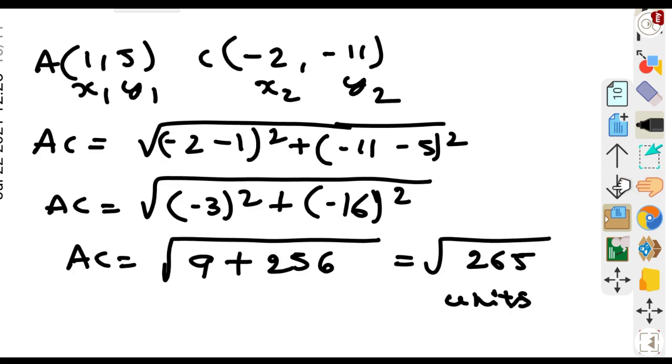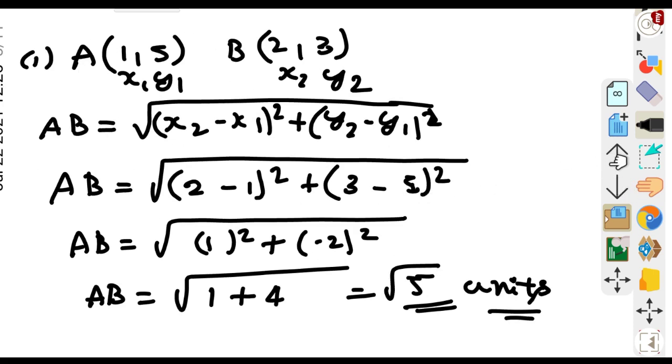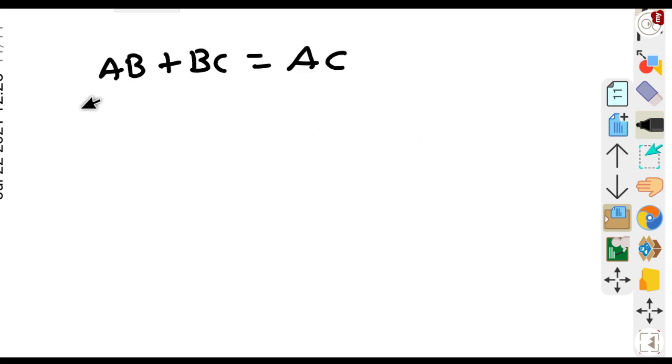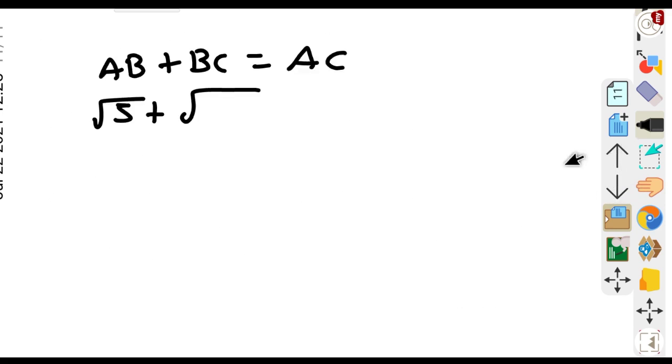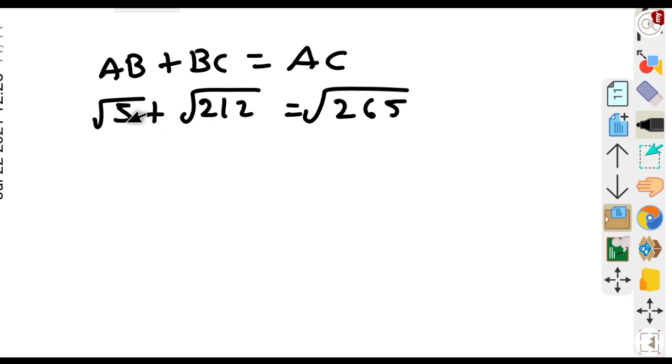Now what is the answer for AB that we got? So the answer for AB is root 5. Okay, so root 5 plus what is the answer for BC? So the BC is root 212, equals to AC answer is root 265. Correct? Now here whenever you are adding some surds, then the order and the radicand should be same. But here orders are 2, but the radicand is different. So therefore we can't add this.